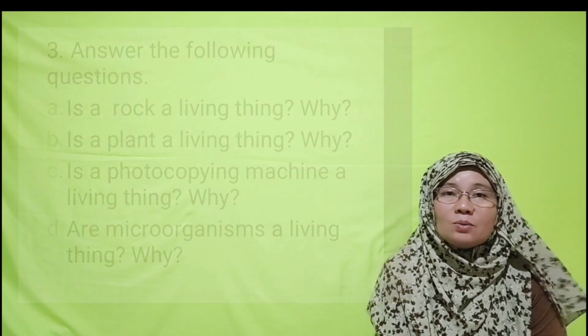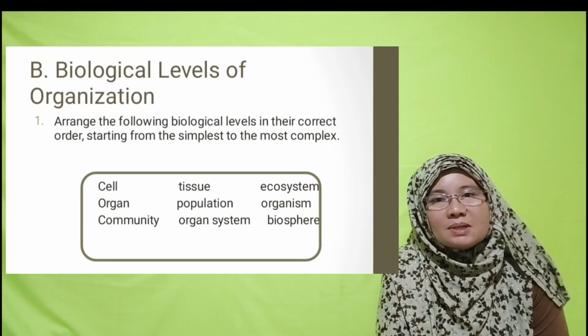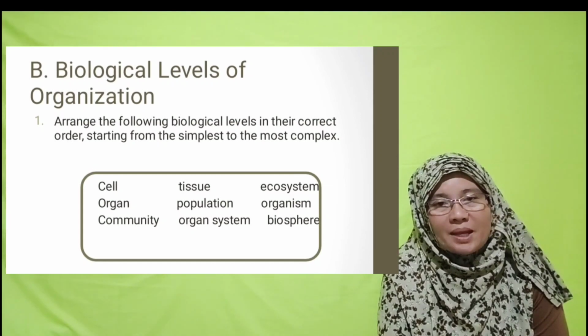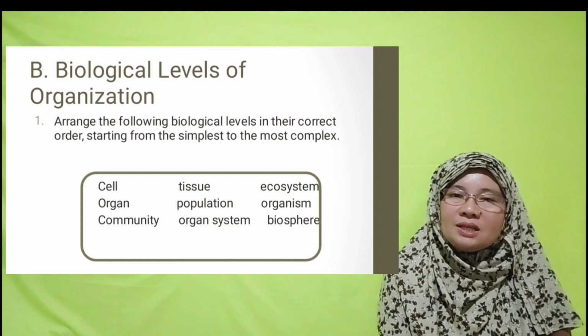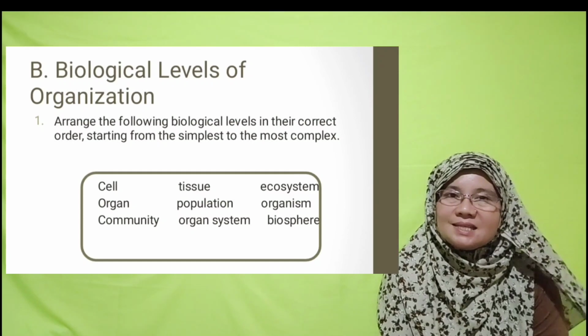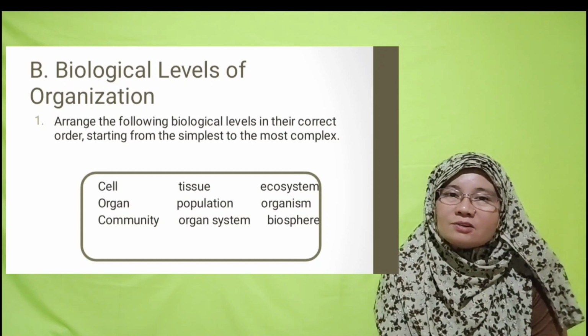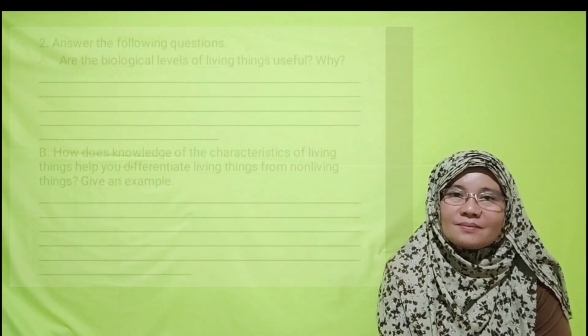Here, arrange the following biological levels in their correct order, starting from the simplest to the most complex. We have the cell, organs, community, tissue, population, organ system, ecosystem, organism, and the biosphere.